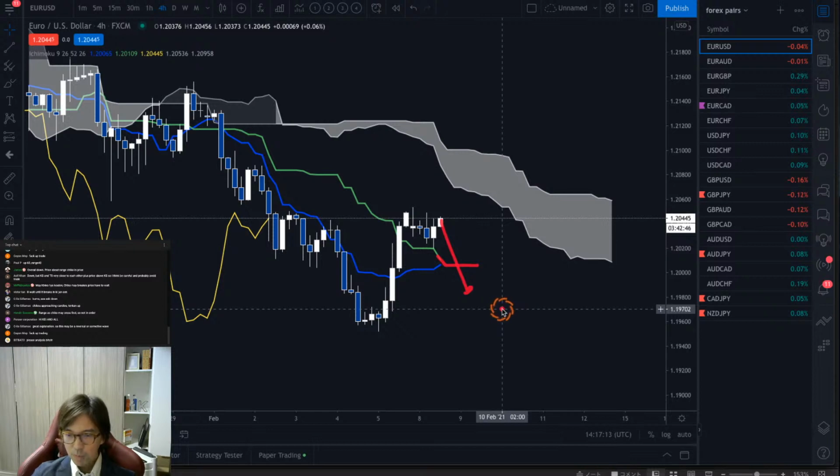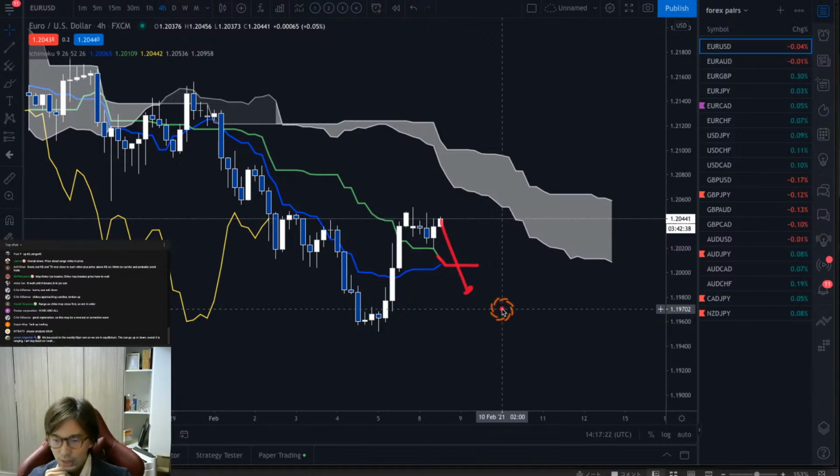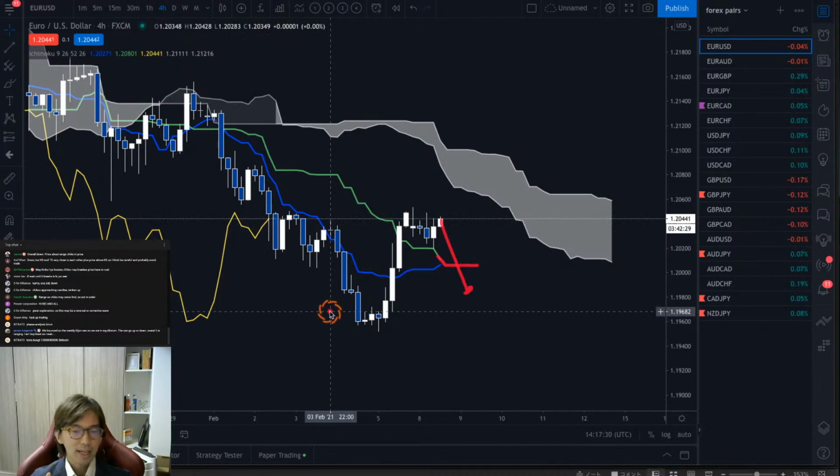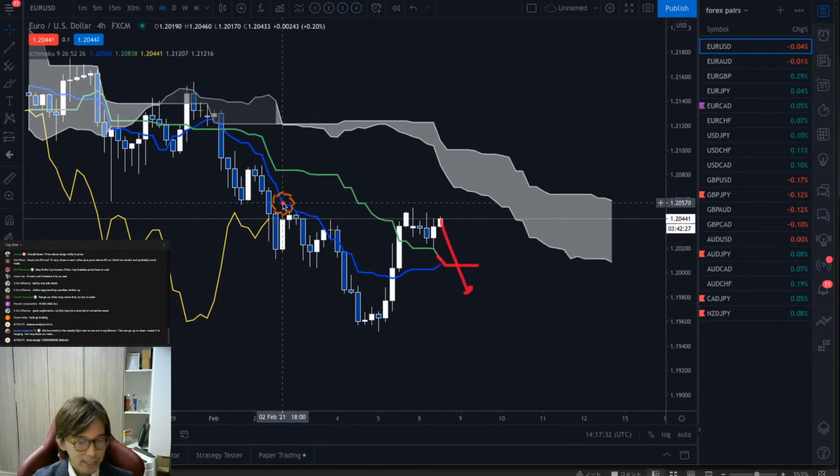Yeah, Kumo Senko Span AB down. Yep, Chikou Span approaching candles, taken up. That's true. Range, that Chikou may cross first, so not in order. Yeah, Chikou Span cross may happen. Well, in this case, technically there is no Chikou Span breakout yet.